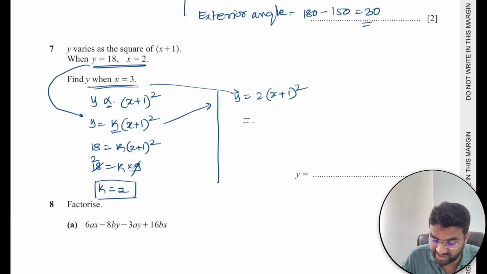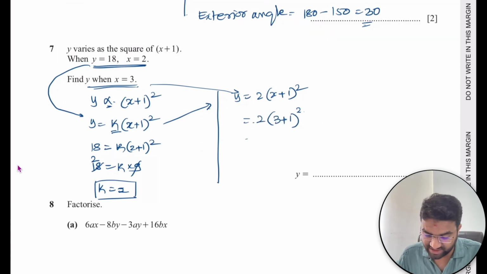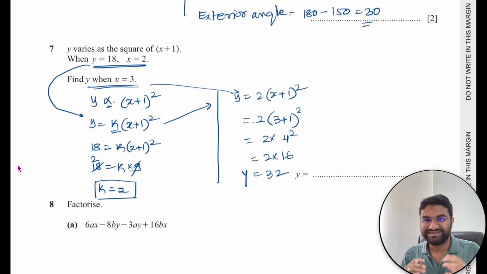Substitute x is equal to 3. Here 2 times (3 plus 1) squared. So 2 times 4 squared, which is 16. 2 times 16, which is 32. Y value will be 32.